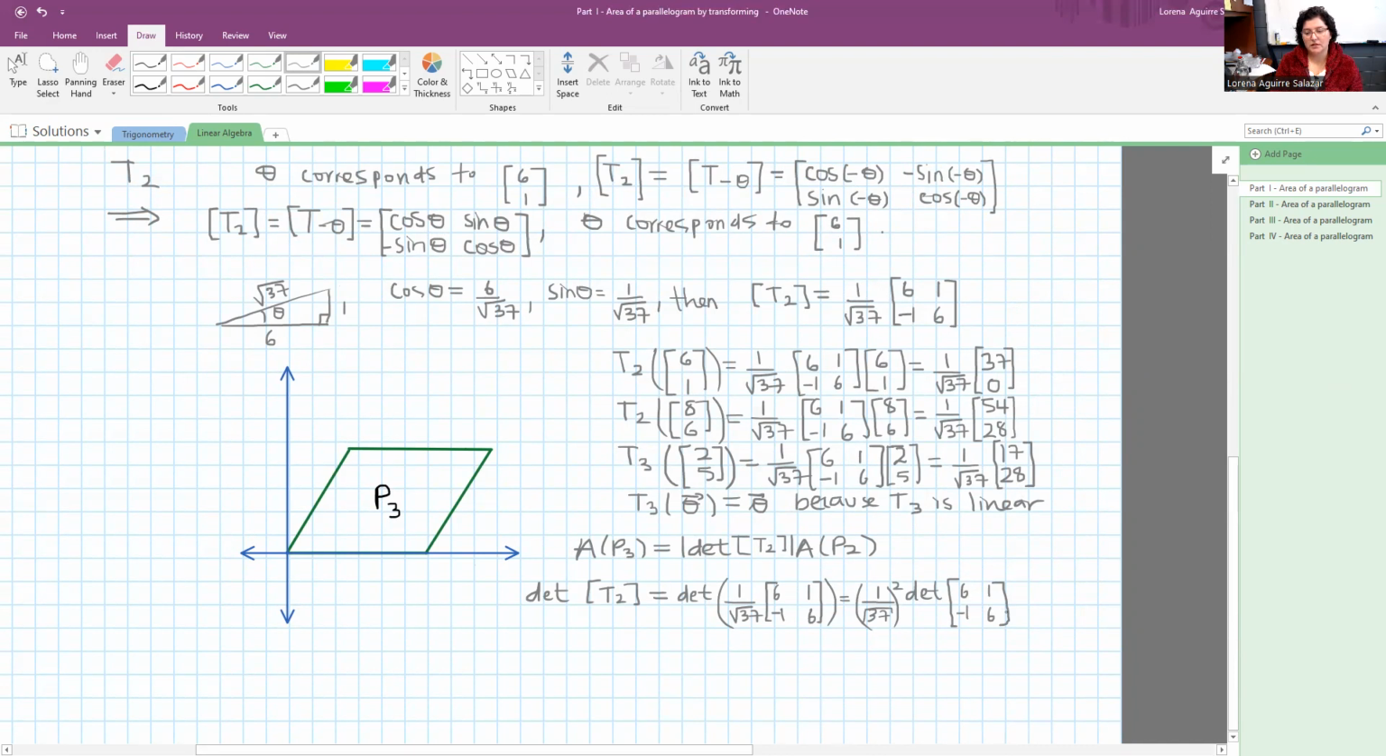We have 6 times 6 minus negative 1 times 1. That gives us 37. And then divided by this 37, this gives us a 1. So there is 1 over 37 multiplied by 6 squared minus 1 times 1. This gives us positive 1. So our intuition that after the rotation there is no change in the determinant is confirmed. A of P3 is A of P2.